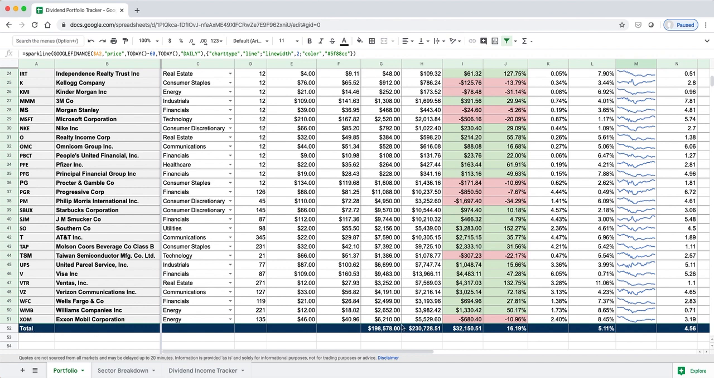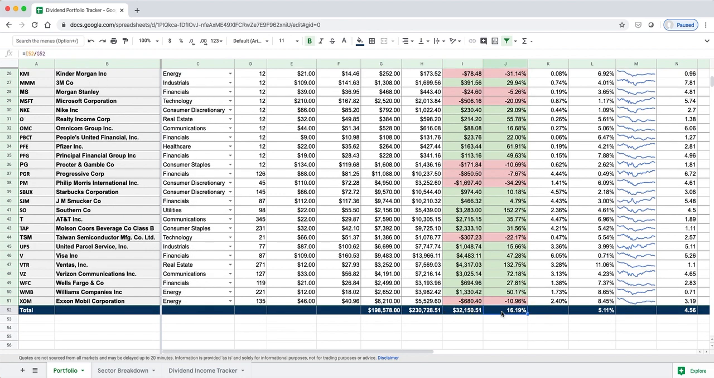On the bottom we have the total values, so we have our total cost basis and the total market value, and based on that we have the calculation for P&L in terms of a dollar value and as well percentage wise. So this should help you to track your portfolio nicely.